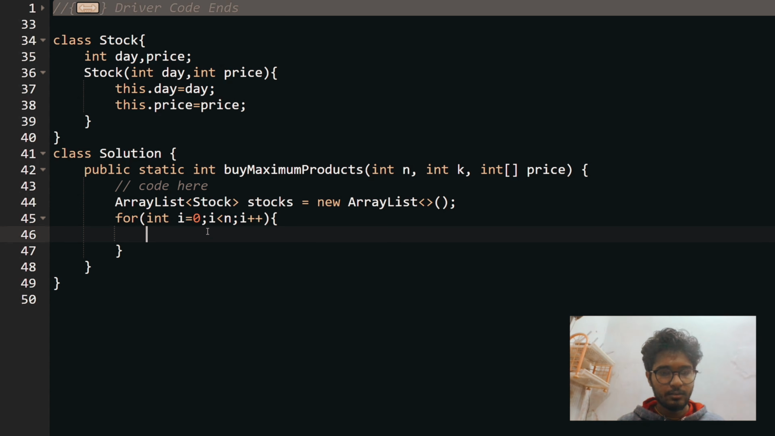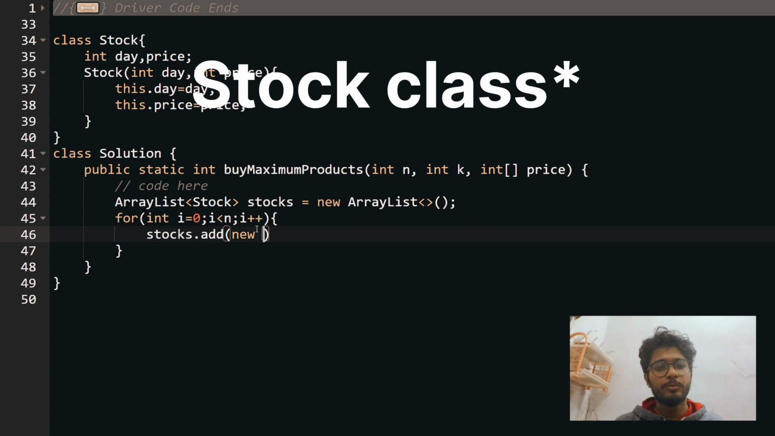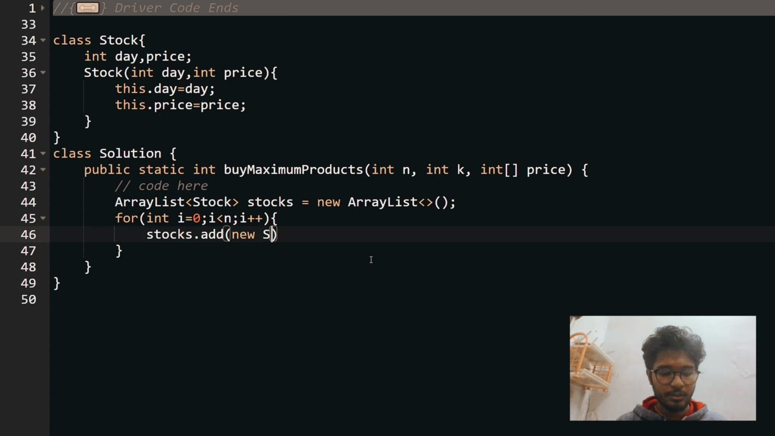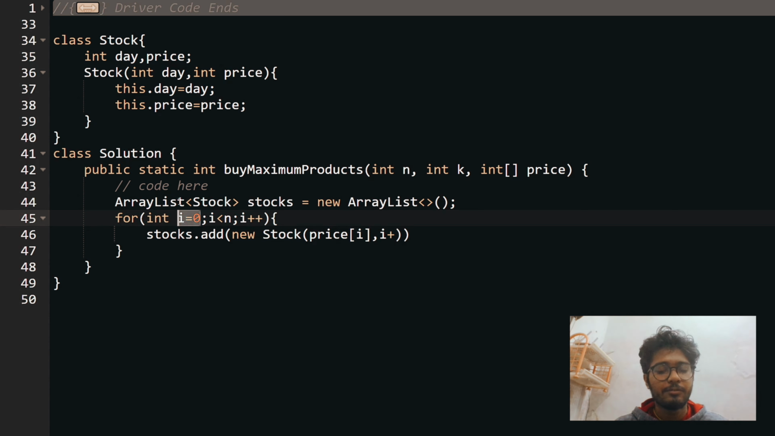Let's add the value in our stocks ArrayList. stocks.add. We will create an object of Stock type, then we have to add it to our ArrayList. So new Stock. Here we will add the price array, price of the ith element. Along with it, we will also include the day. So the day will be incremented by 1, because at first our value of i is 0, but it is our first day, right? So we have to add 1 to it.